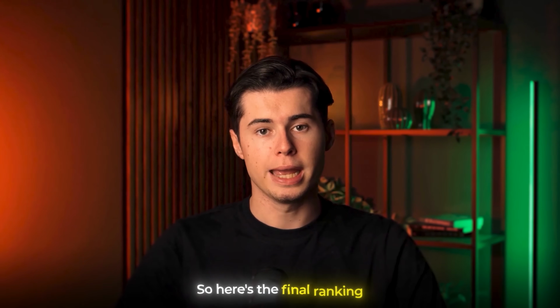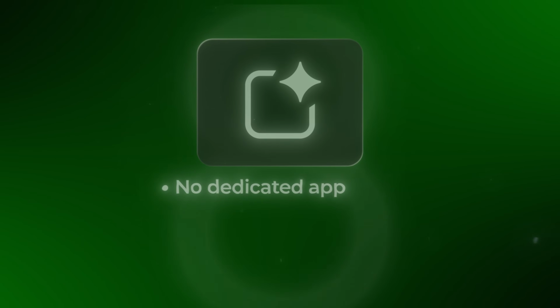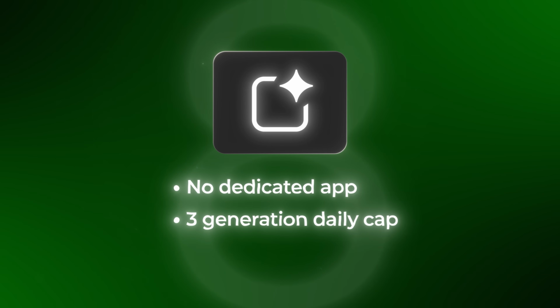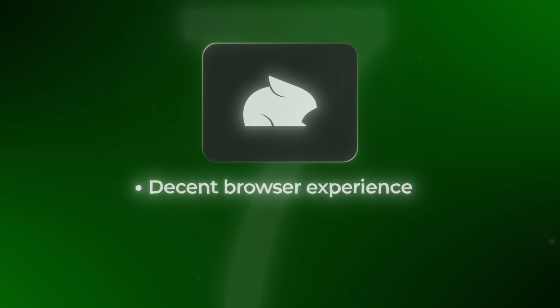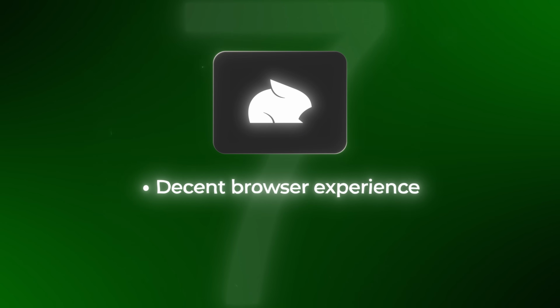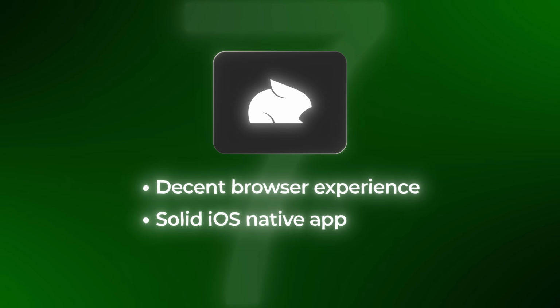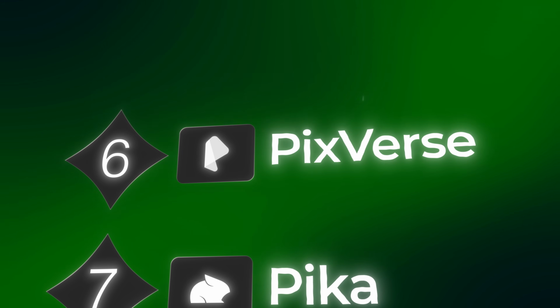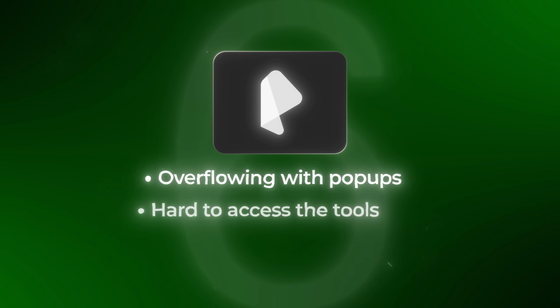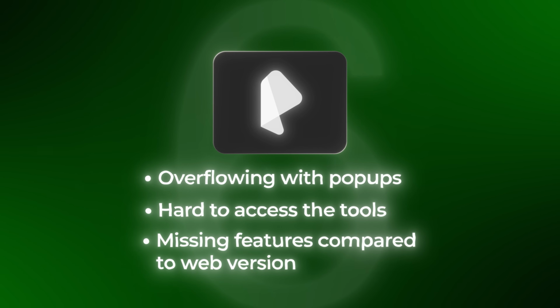So here's the final ranking. Hailuo comes in at number 8. No dedicated app, a 3-generation daily cap through Gemini, and a chatbot that can burn your limited slots before you're done typing. Pika sits at number 7. The browser experience on Android is surprisingly decent, and the iOS native app is solid, but locking half your audience out of a native app is a real penalty. PixVerse is number 6. It's overflowing with pop-ups, the actual tools are hard to find, and the app itself admits it's missing features compared to the web version.